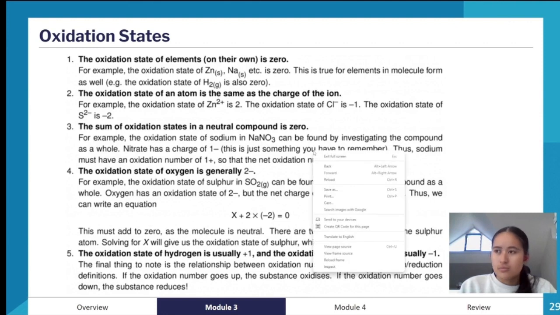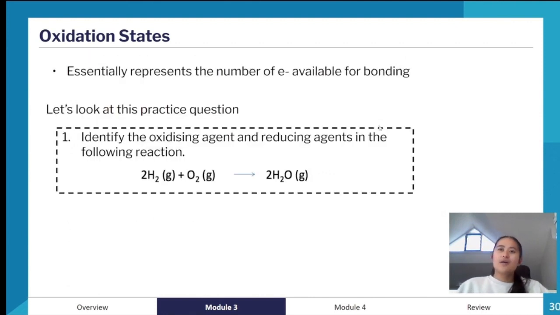Okay, there we go. So if we look at this question on oxidation states, let's look at this practice question. Which is the oxidizing agent and which is the reducing agent in the following reaction? So if you remember from the rules, H2 has an oxidation state of 0. And O2 is also 0. Okay, I'll just explain this with my words then.